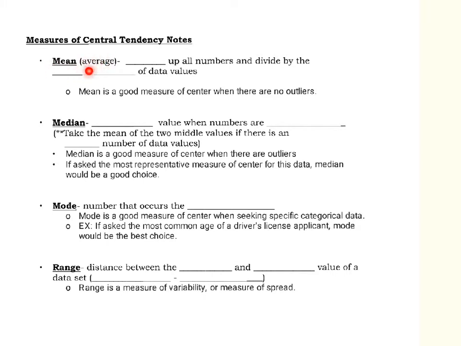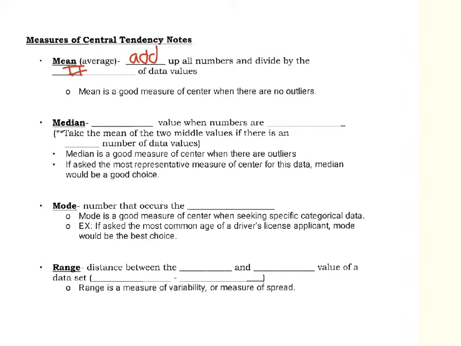The mean, which is sometimes called the average, you're going to add up all the numbers and divide by the number of data values. The mean is a good one to calculate when there are no outliers, an outlier being a number that is unlike the others. So if you had 1, 2, 6, 6, 5, 5, 2, 2, 3, 3 as your numbers, and then all of a sudden you had 100, the 100 would be an outlier.